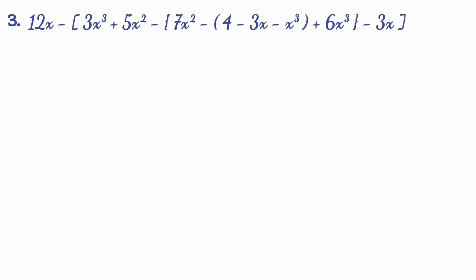Now next, question number 3. This is a little longer, children, but step by step I will explain. You follow it. That is 12x minus third bracket start 3x cube plus 5x square minus second bracket start 7x square minus first bracket start 4 minus 3x minus x cube first bracket close plus 6x cube second bracket close minus 3x third bracket close.